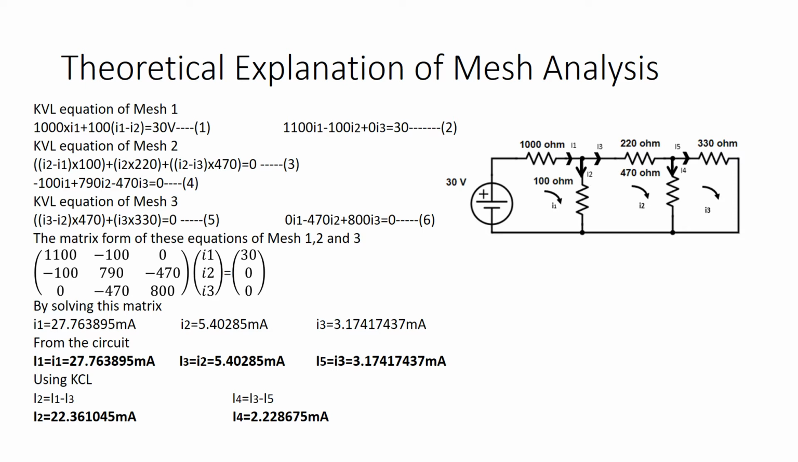How can we calculate the remaining I2 and I4? As we know the KCL equation, I1 is the summation of I2 plus I3, so I2 is I1 minus I3. Using that we can calculate I2. Similarly, I4 we can calculate: I3 will be equal to I4 plus I5. Using that we can find the I4 value.